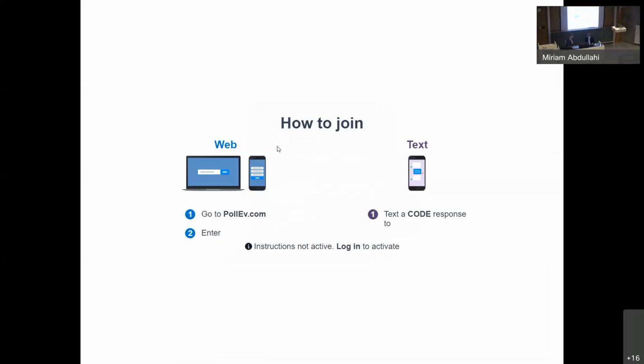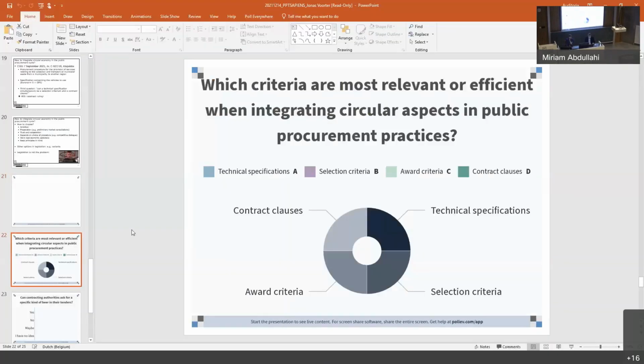It works. So you see the first question. Ah, perfect. You will not see the answers now on the screen, but this was the first question. Maybe you can just use your hands and I can see the answers on my screen as well. Which criteria are most relevant or efficient when integrating circular aspects in public procurement practices?